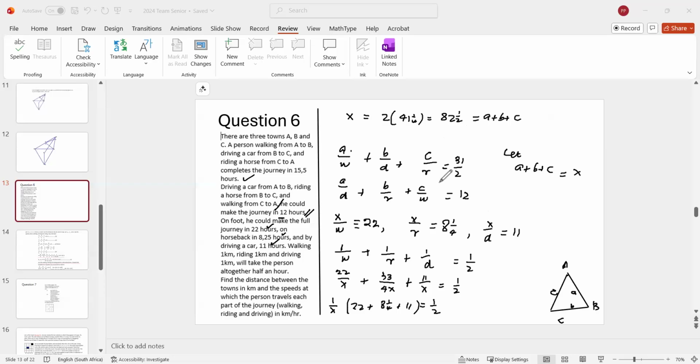But not only that, now that you know X, then you can get W straight away. You see? So I'm just going to wipe out these bottom equations. I don't think I need these anymore. I've used all these to calculate X. So I know that X is now 82 1/2. X is 82 1/2. The total distance around those 3 towns.